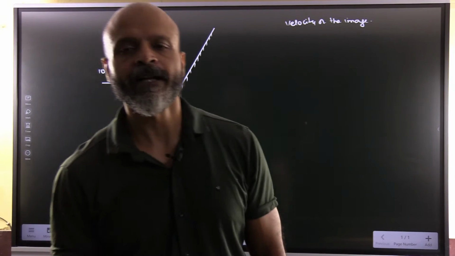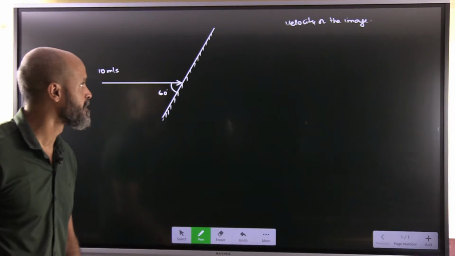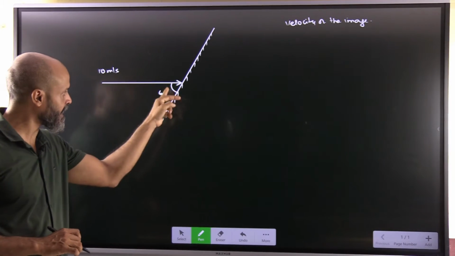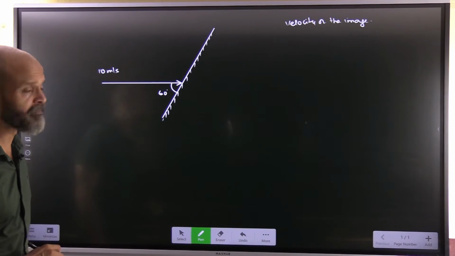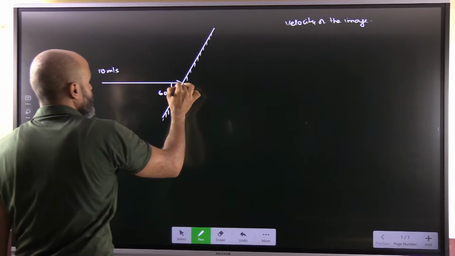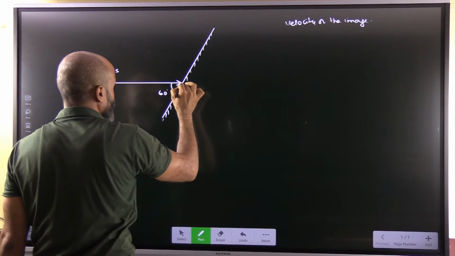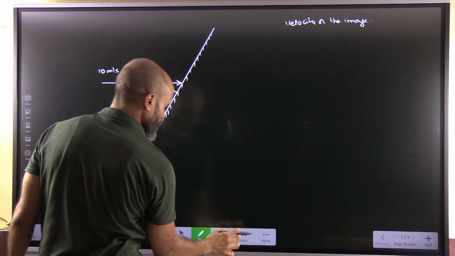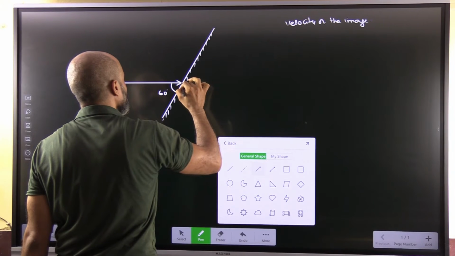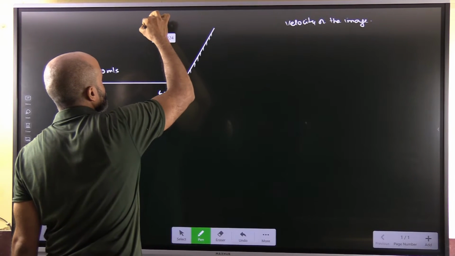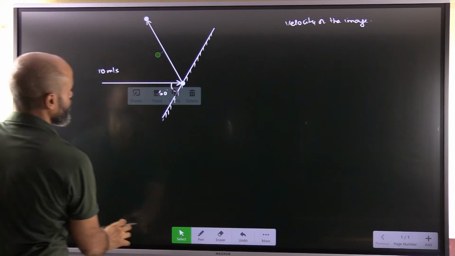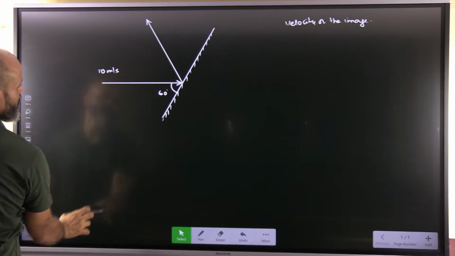Okay, so we have to find out the velocity of the image in this case. So let's look at this. Since the incident ray is making an angle of 60 degrees with the plane mirror, obviously the reflected ray will be something like this, and we happen to take its component here. So the reflected ray will be moving something like this, if we happen to draw the normal and all that stuff.